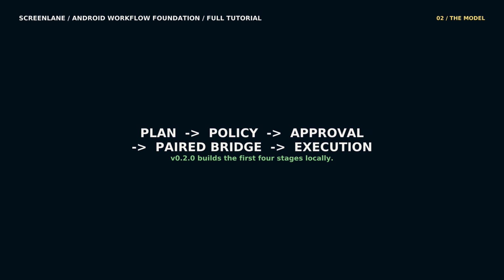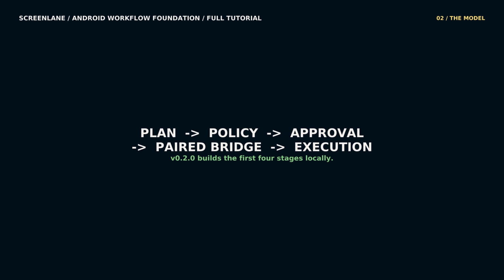ScreenLane separates planning from execution. Planning is local and available today. Execution remains unavailable until a paired Android companion bridge exists. That boundary is the foundation of the workflow, not a missing feature to work around.